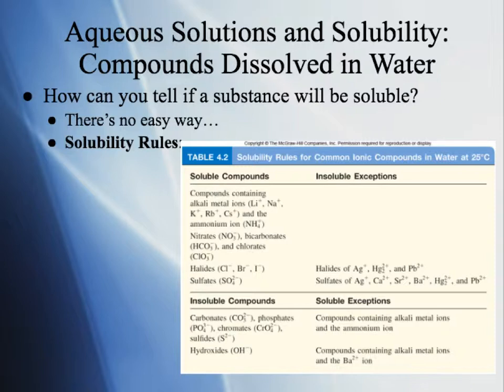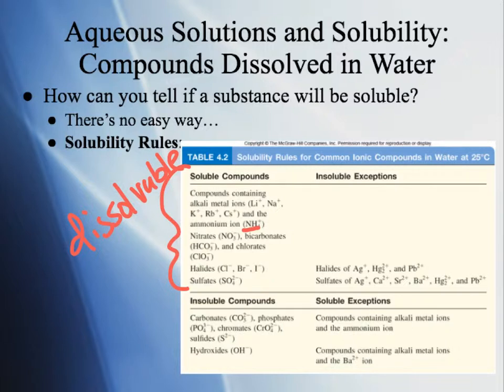If you take a look at the first part, these compounds are able to dissolve. Compounds containing alkali metals, remember those are the ones in the first group on the periodic table: lithium, sodium, potassium, rubidium, cesium, and the ammonium ion. These are always soluble, so no matter what they're hooked up with, they are going to be soluble. Nitrates, bicarbonates, and chlorates are also soluble, so no matter what they're hooked up with, they are able to dissolve in water.